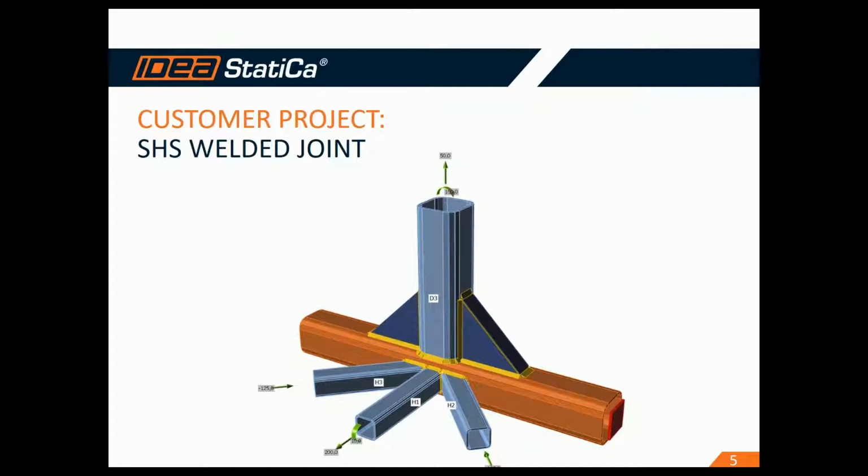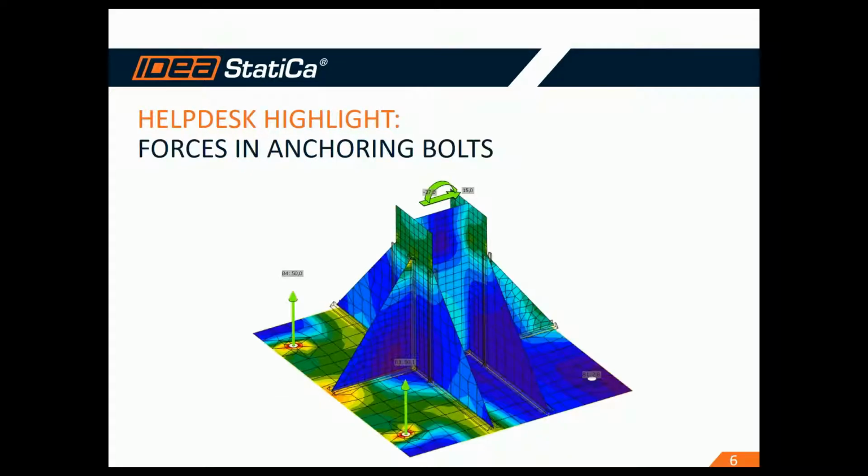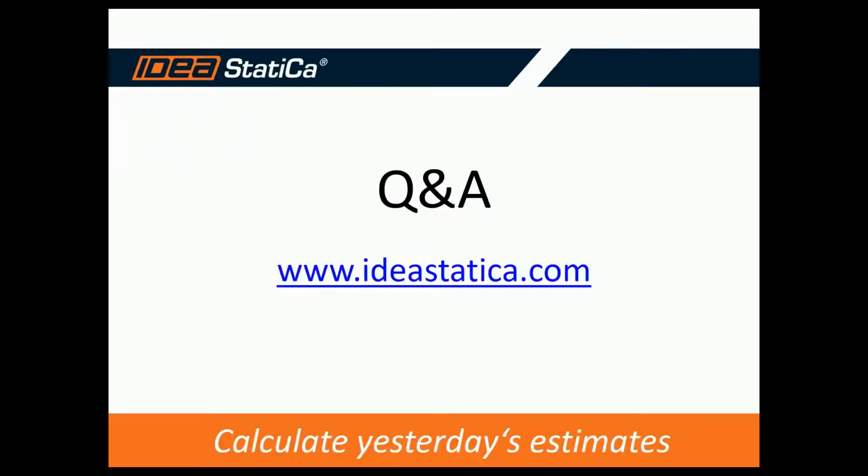So you will see today one customer project. It will be joined from welded square hollow sections, and you will see how to model it step by step. And in the end, in the rest of the time, we will have a look at how the forces in anchors are calculated. Afterwards, we will have a little time for your questions if there are any. Now, let me pass the presenter to Adam, who will show you the first example.